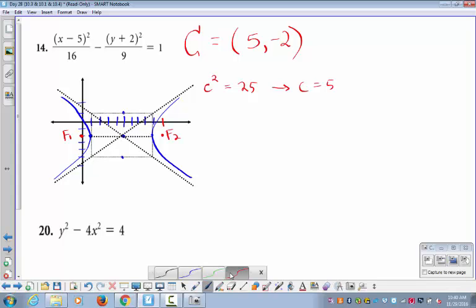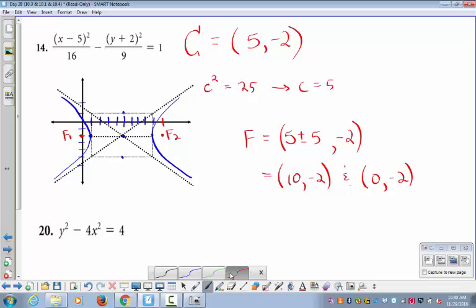And you're generally going to be asked for the coordinates of the foci. And the y-coordinate for the foci will remain the same as the y-coordinate for the center. So that's -2. And then how about the x-coordinates? If you start at 5, you're going to add and subtract 5. And in this case, unlike the other case, we can simplify this because there's no square root. So we can simplify pretty easily there.